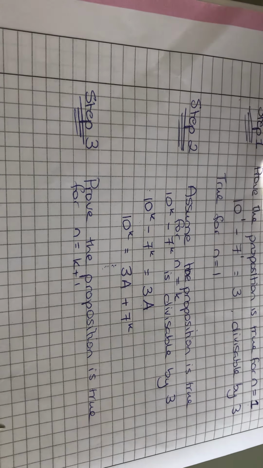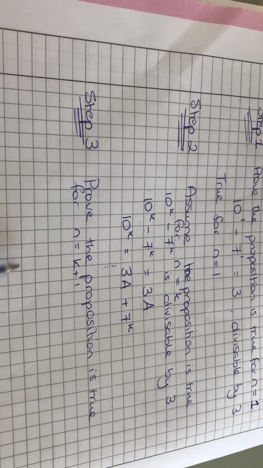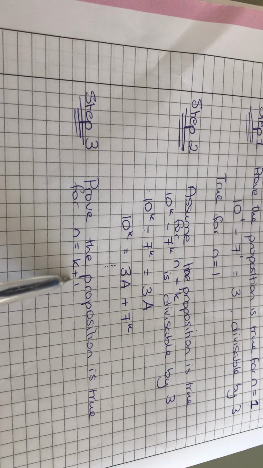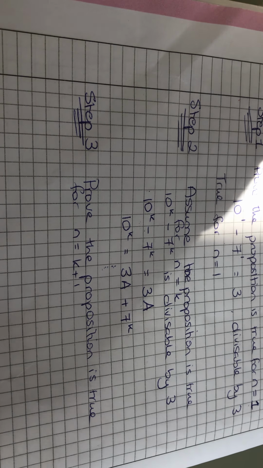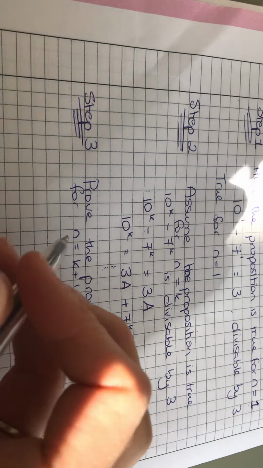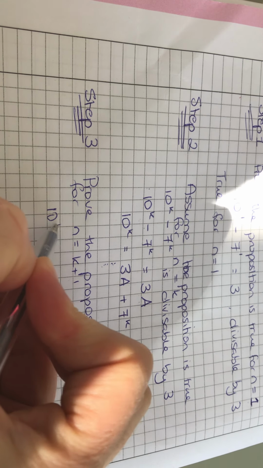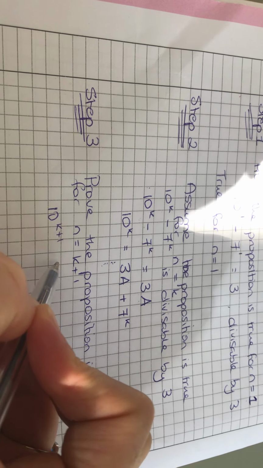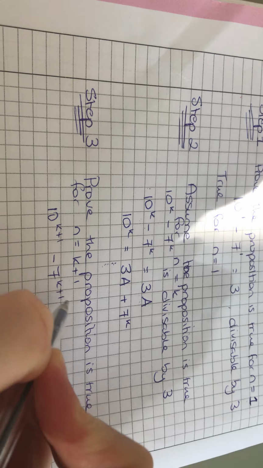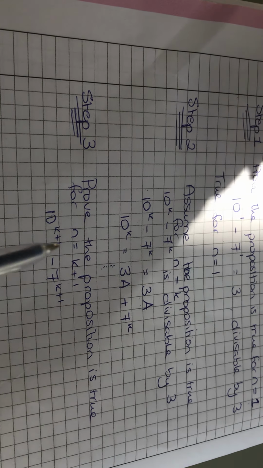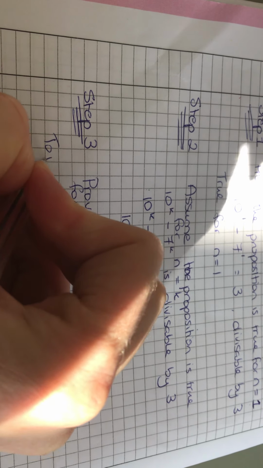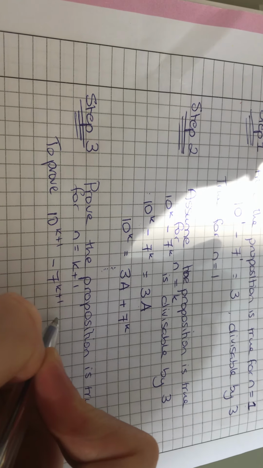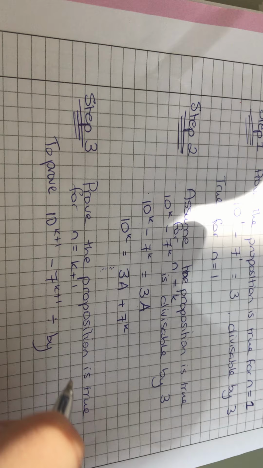So now, anywhere I had an n, I need to put in a k plus 1. What did I start off with? I started off with 10 to the power of n minus 7 to the power of n. So now that's 10 to the power of k plus 1 minus 7 to the power of k plus 1. Is that divisible by 3? That's the question. That's what I'm trying to prove.